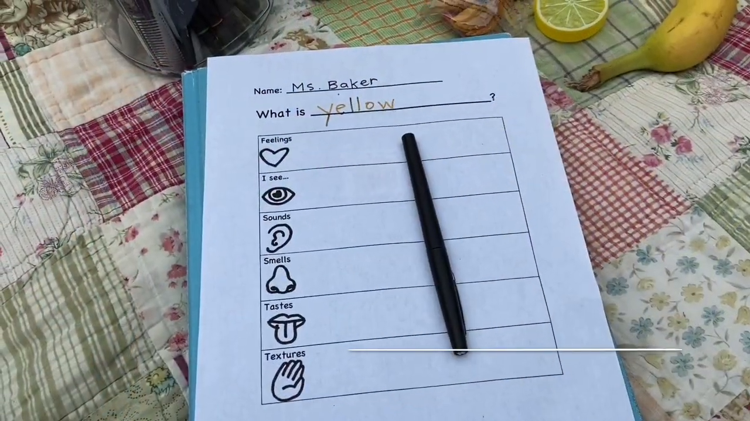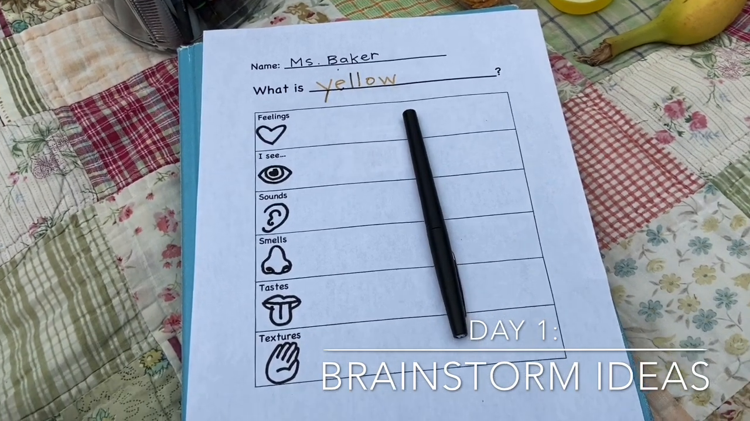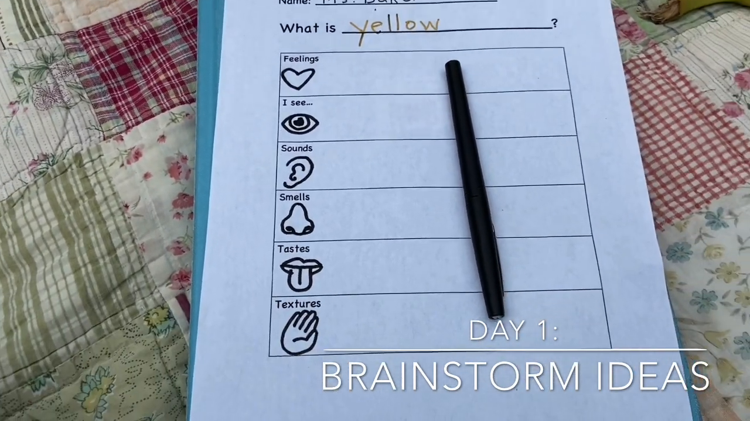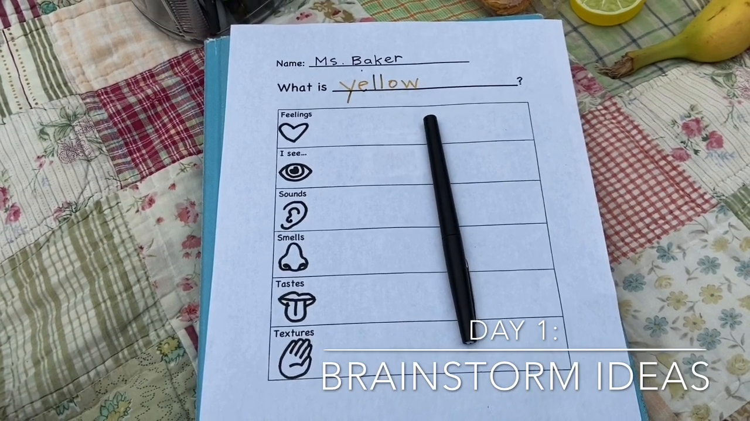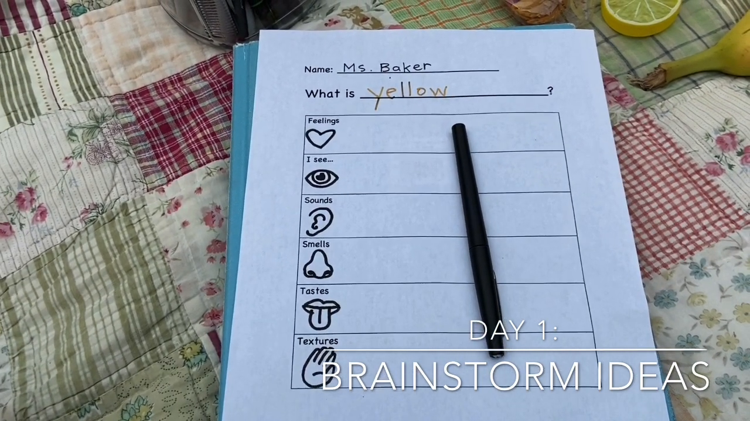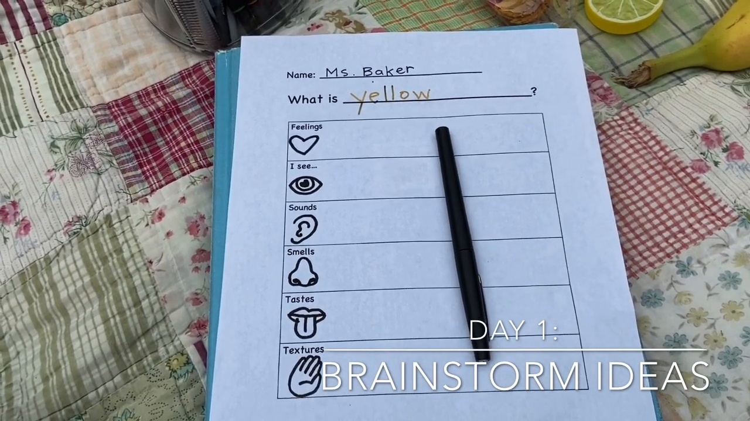Hi everybody. I am outside and I am ready to write a color poem. Today I'm going to use this template because it's going to help me write a poem about one particular color. I chose yellow because yellow has always been one of my favorite colors.